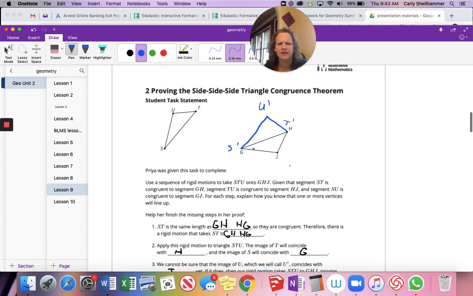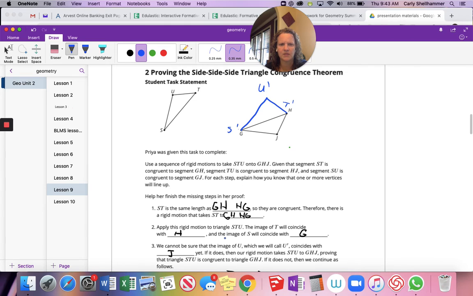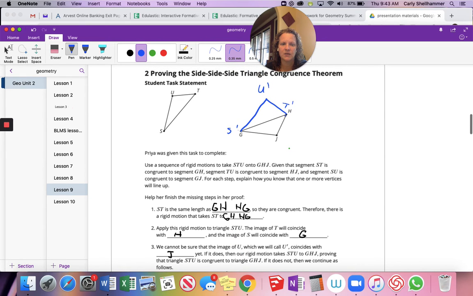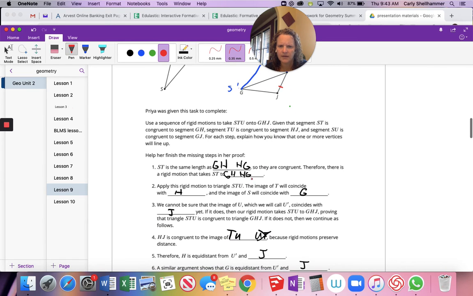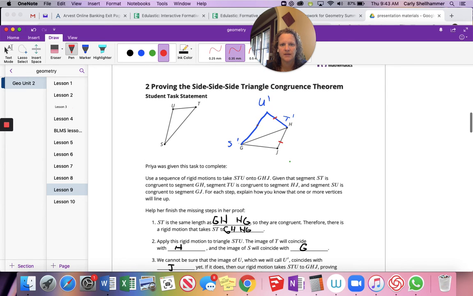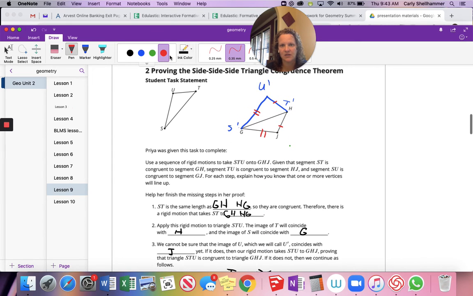Now, proving HJ is congruent to the image of TU, because rigid motions preserve distance. Therefore, H is equidistant from U prime and J, which is true. Those are equal. A similar argument shows that G is equidistant from U prime and J. True. So GH is the perpendicular bisector of the segment connecting U prime and J. So let's draw that little segment.